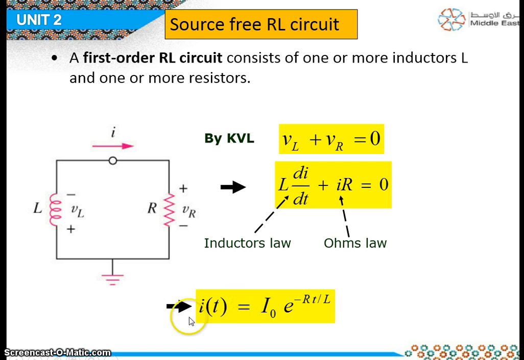So let's once again be familiar with the terms that we have here. I(t) is the current flowing through the circuit at any instant of time. I0 is the initial current. Exponential, so here again you have an exponential term. That means the behavior of an RL circuit also is an exponential curve. Exponential minus RT over L, where R is the resistor value and L is the inductance value.